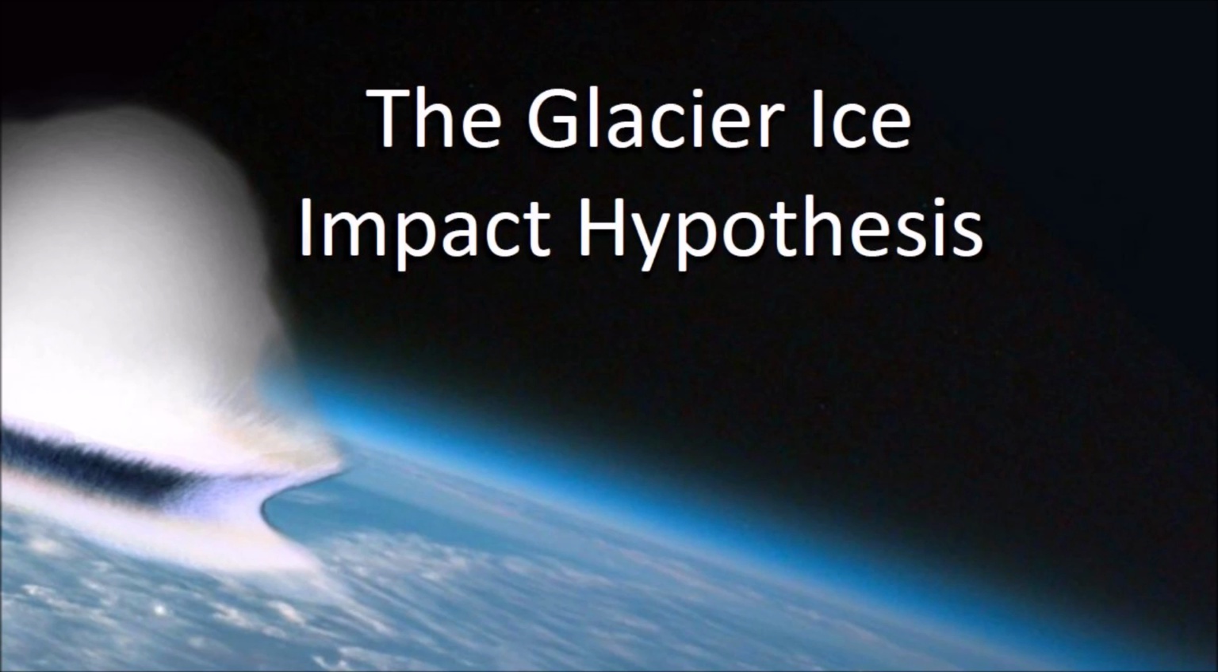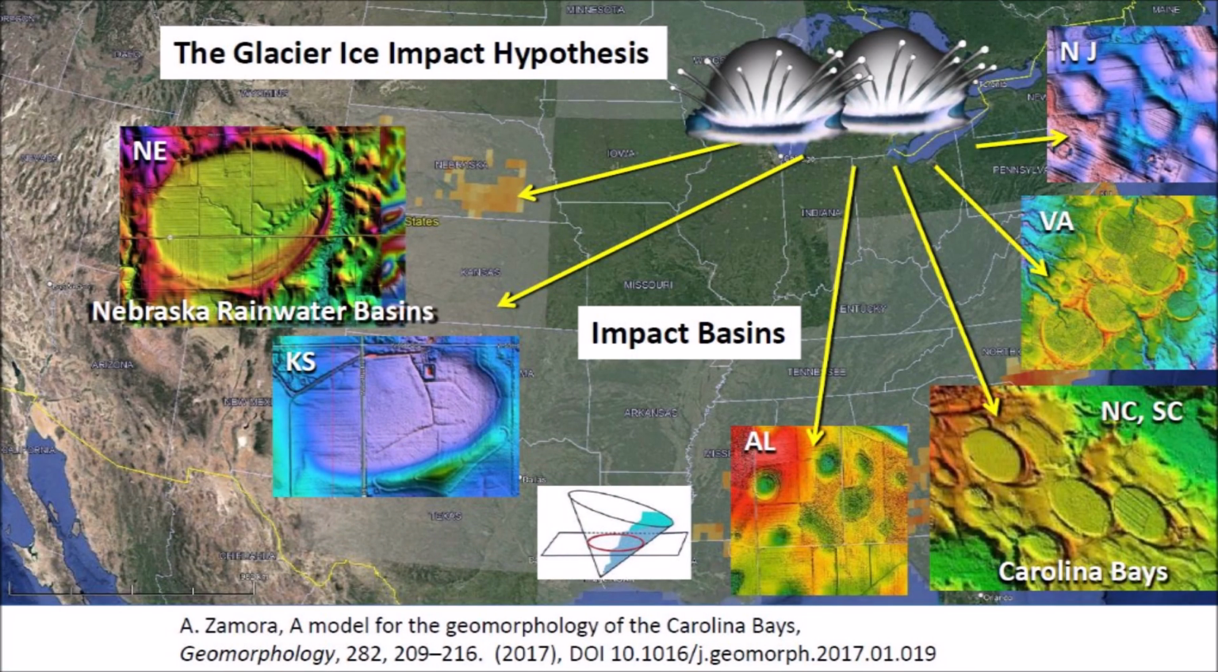Today, I will discuss the Glacier Ice Impact Hypothesis and how it differs from previous proposals about the impact origin of the Carolina Bays. The Glacier Ice Impact Hypothesis proposes four mechanisms for the creation of the Carolina Bays and the Nebraska Rainwater Basins. First, one or more extraterrestrial impacts on the Laurentide Ice Sheet by the Great Lakes ejected pieces of glacier ice in ballistic trajectories.